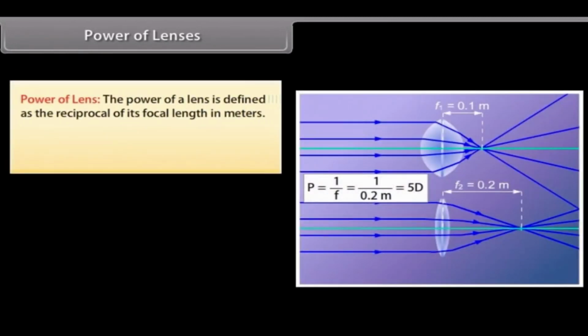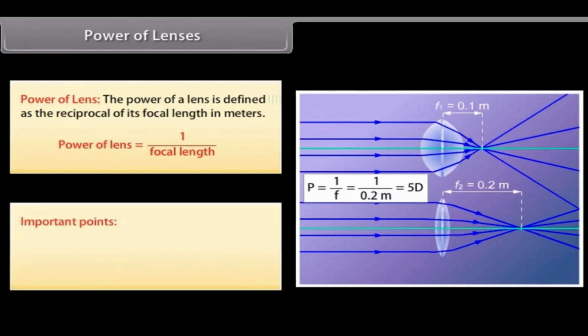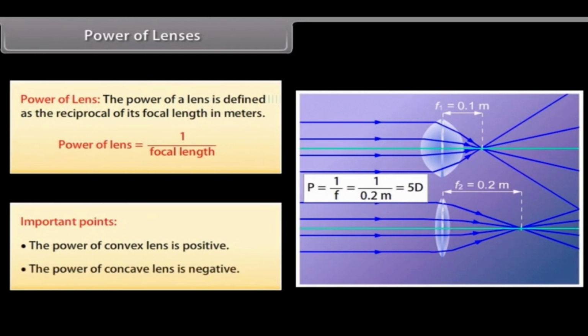Power of lens. The power of a lens is defined as the reciprocal of its focal length in meters. Power of lens P = 1/f. Important points. The power of convex lens is positive. The power of concave lens is negative.